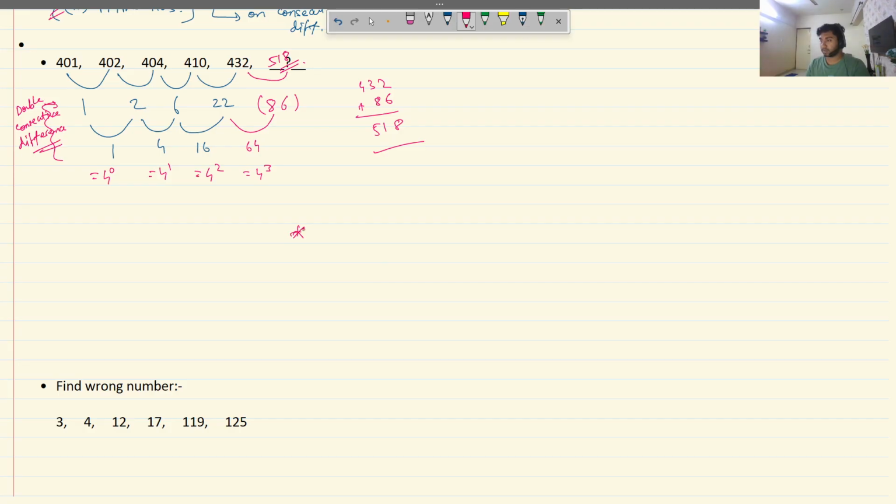So the logic over here is that double consecutive difference follows powers of 4, powers of an integer, let's say. In our case the integer was 4, but for any other question it can be 4, 5, anything. So an increasing power of an integer.